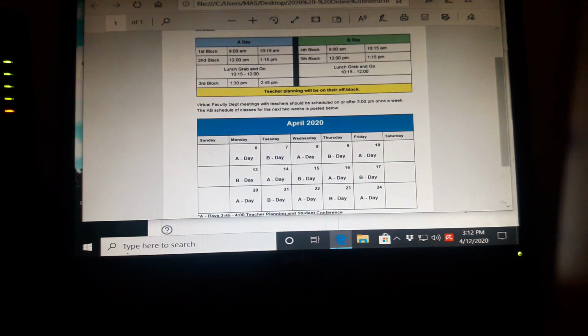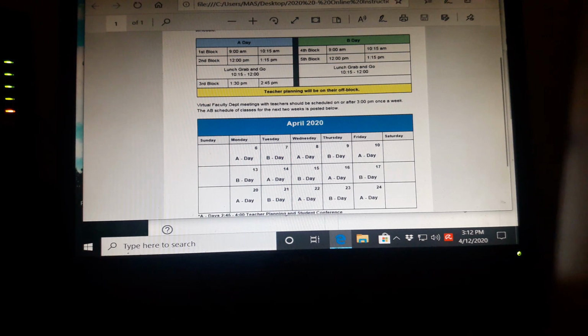This is our class schedule. It's the only time that I'm going to be able to help you out. We're going to have A days and B days, so look at your schedule. First block, 9 to 10:15, and that's fourth block on a B day, 9 to 10:15, and then we have lunch, and then we're back at 12 o'clock to 1:15, second block or fifth block of a B day, and then finally third block, 1:30 to 2:45. So follow your schedule.